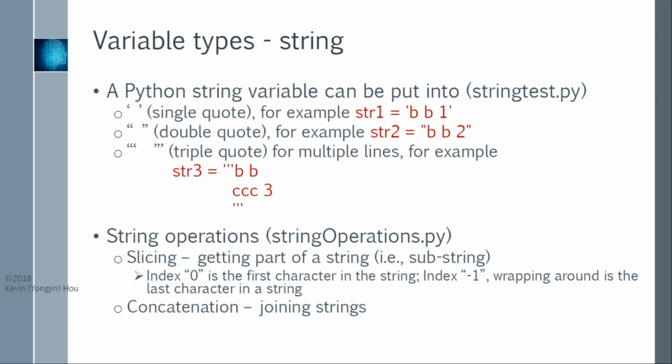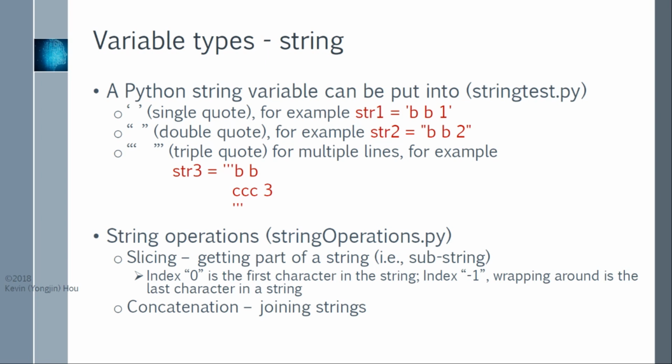String is another standard data type for Python. Basically, a string is a sequence of characters wrapped around by quotation marks. Python allows you to have single quotation, or double quotation, or triple quotation. Single quotation or double quotation are equivalent. Triple quotation is a special case where your string can take multiple lines.